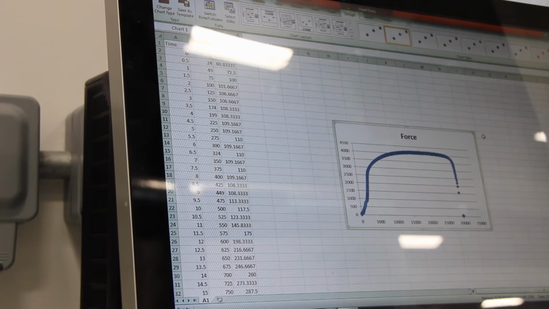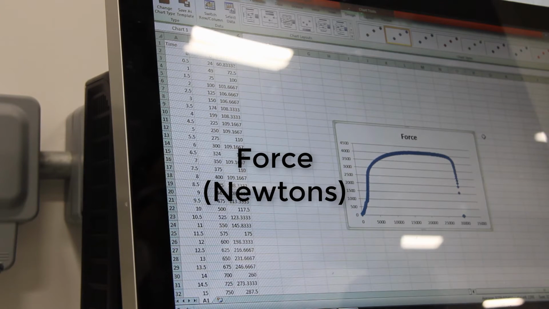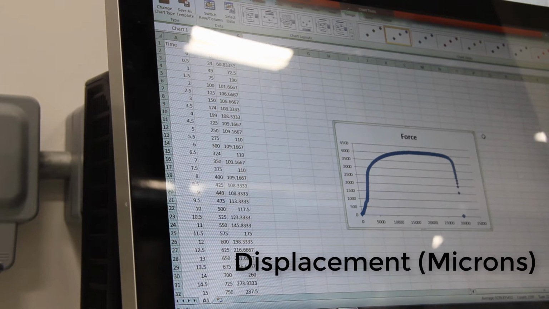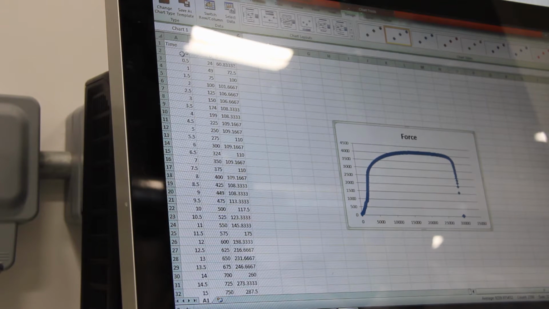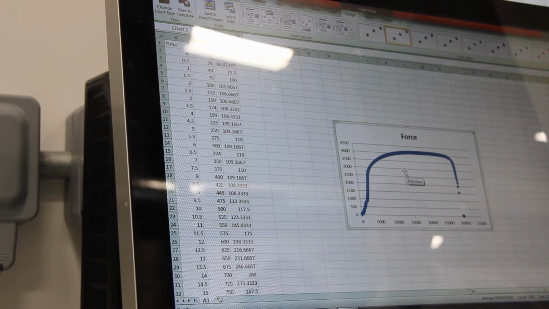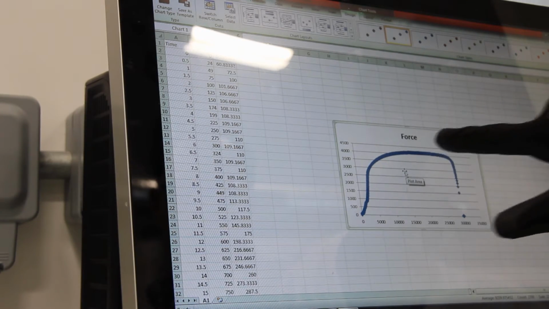This is the force versus displacement curve. So you've got force in newtons on the y-axis and then displacement in microns on the x-axis. This is how the data comes out from the machine. You've got basically the time in seconds, displacement in microns, force in newtons. This is the straight part of the curve. That's the elastic region, and then after that's the yield point. The ultimate tensile strength will be up in that region there.